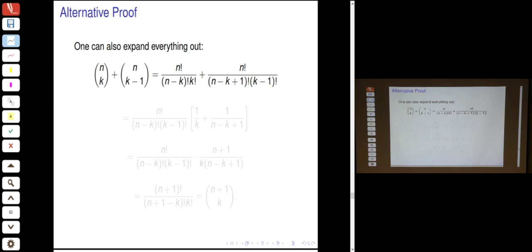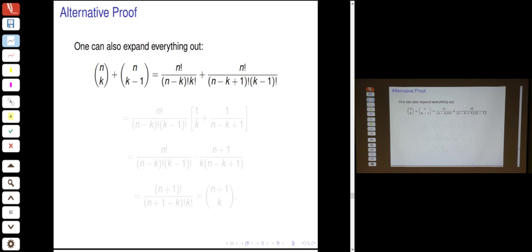Okay, so let's try. By definition, we know that n choose k is this expression. It's n factorial divided by n minus k factorial times k factorial. Right? So we have shown this.